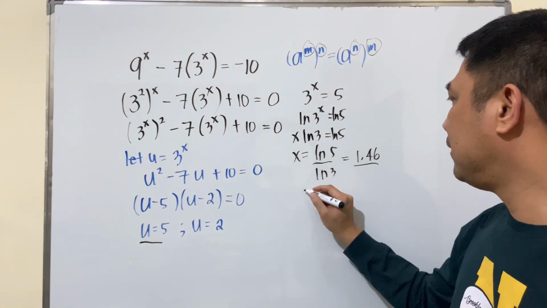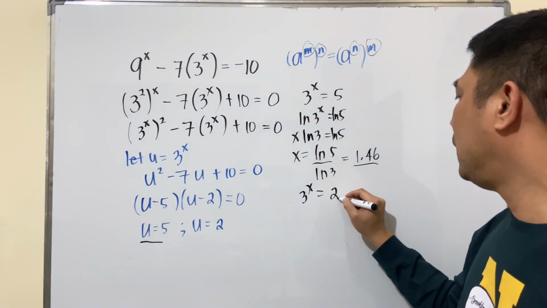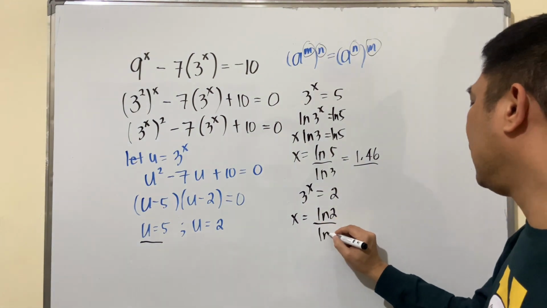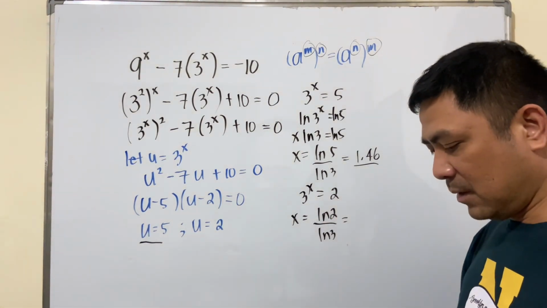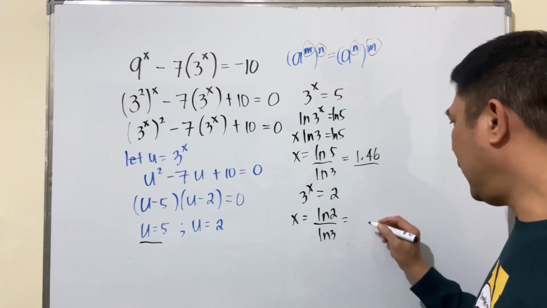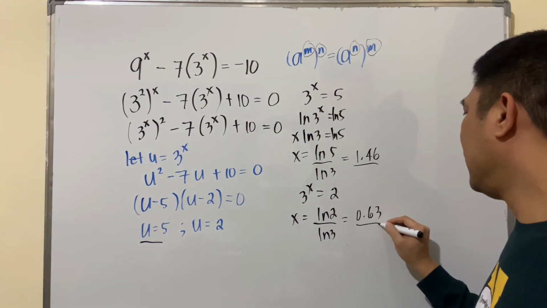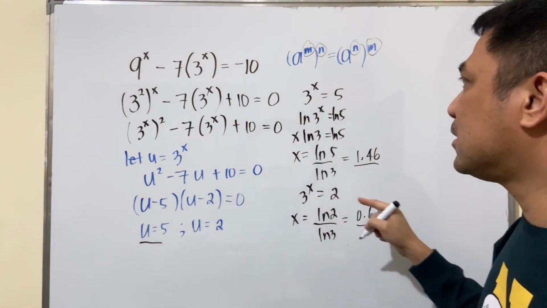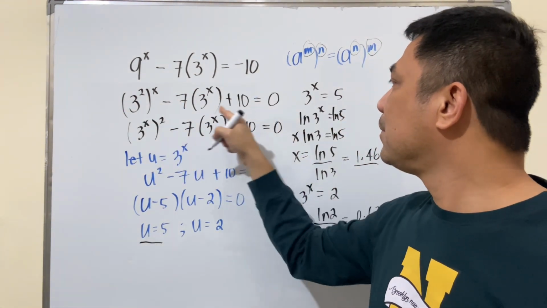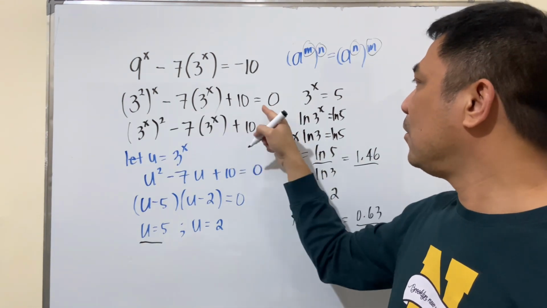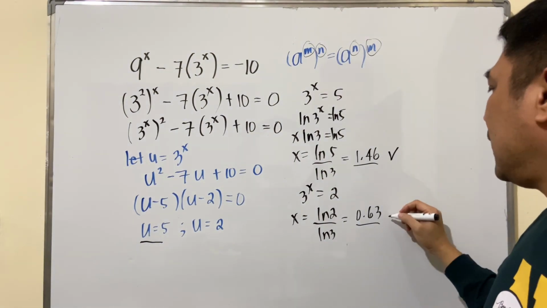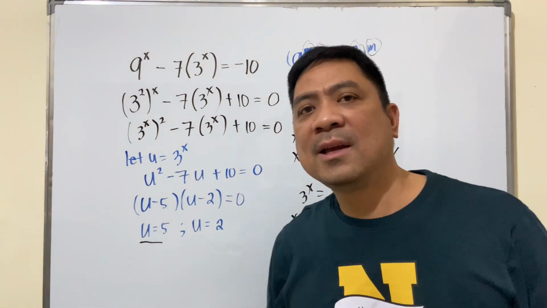For the second value of x, you have 3 raised to x is equal to 2. So therefore, x here is equal to ln 2 divided by ln 3, which is about 0.63. Okay. So if you try to substitute these values, you should arrive at 0, if you substitute x is equal to 1.46 and x is equal to 0.63.